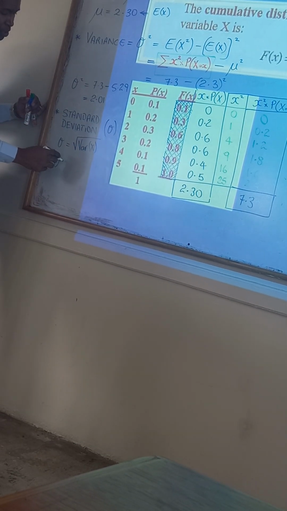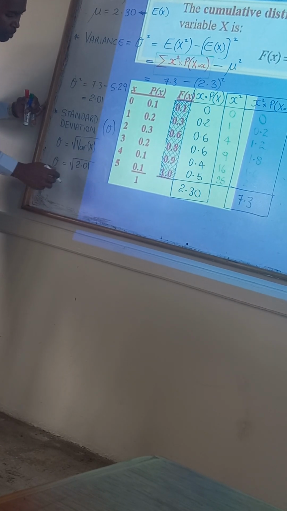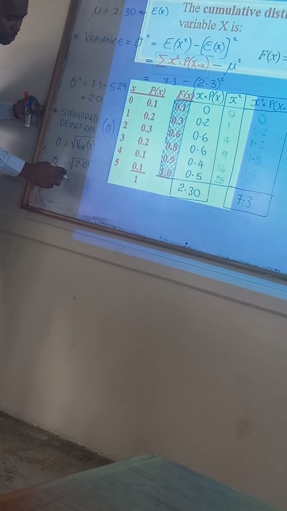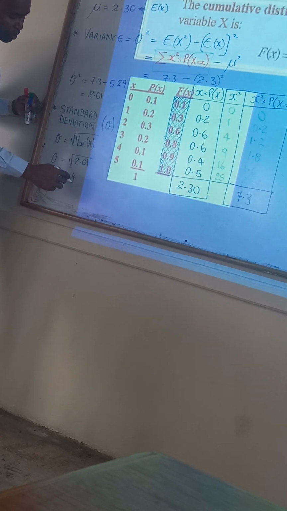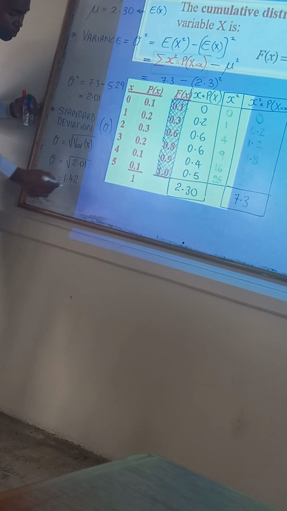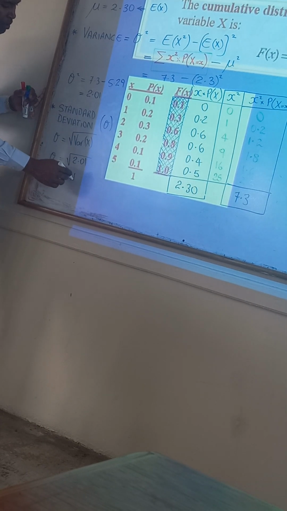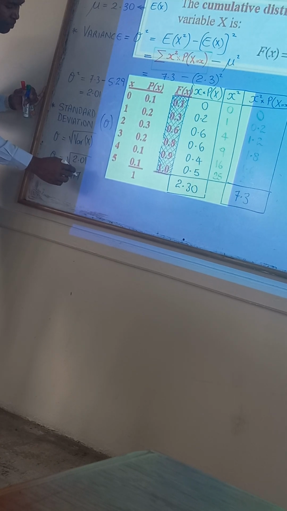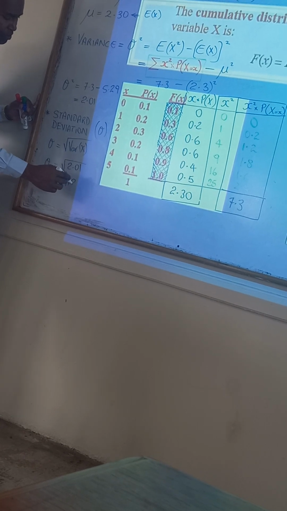So my standard deviation, for example, will be the square root of 2.01, which is 1.41. To three decimals, 1.418. So that's my standard deviation.